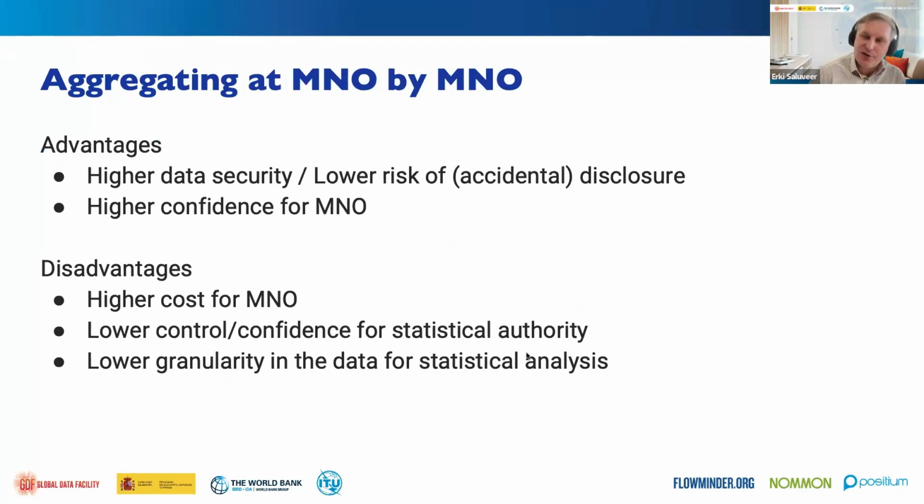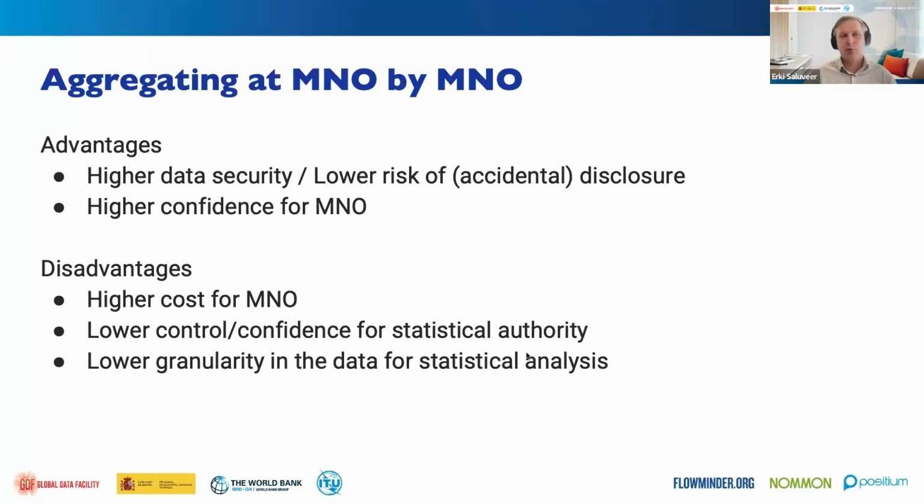So what are the advantages and disadvantages of each of the models? So when aggregating at the MNO by MNO, it has the highest data security and lowest risk of accidental disclosure, because mobile network operators are already used to handle that kind of data. And it has a higher confidence for the mobile network operator as well, because they also care about their subscriber data. The disadvantages is that it does have much higher cost for the mobile network operator, and usually that also is visible by the price that they ask.